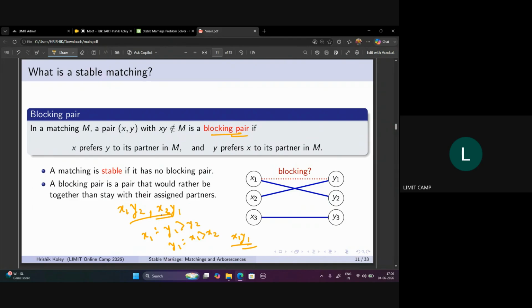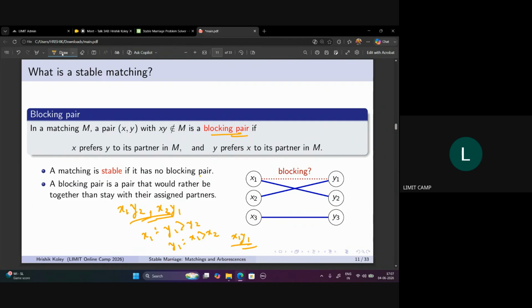In any case, this will be called a blocking pair, where a member in both of the parties prefers the partner of the other person over their own partner in that particular setting. Then we call it a blocking pair. And in that case, it's an unstable matching. What we want is the absence of these blocking pairs to get a stable matching.